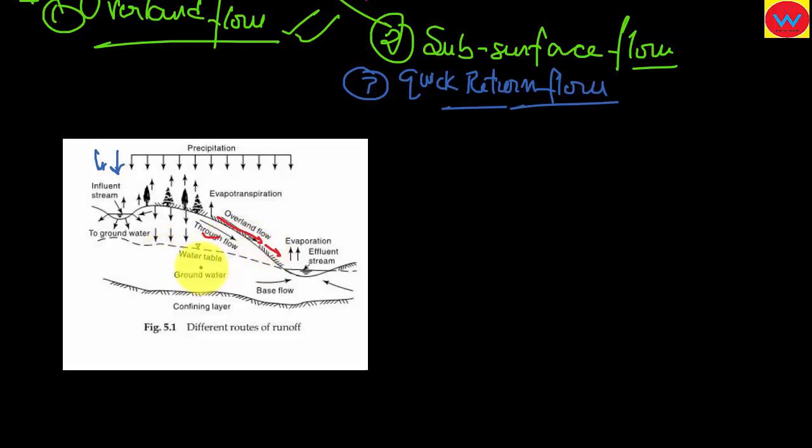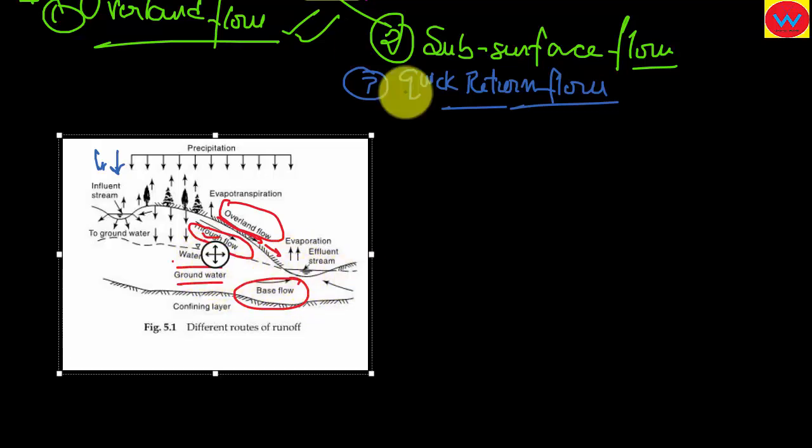And third is, if the water meets the groundwater and groundwater then meets the affluent stream, then it is known as base flow. So we have three concepts here. First is overland flow, second is through flow or subsurface flow, and third is your base flow. Base flow is that part of contribution which comes through the groundwater channel.